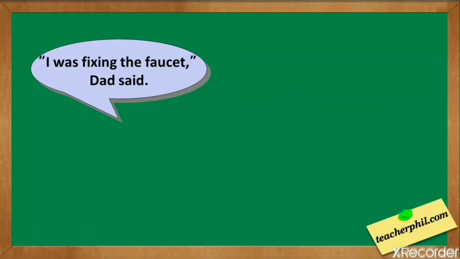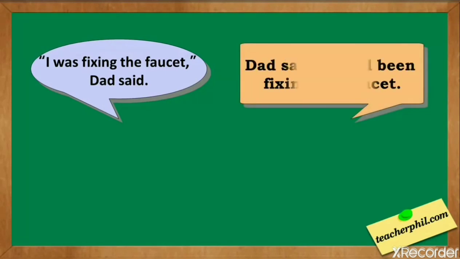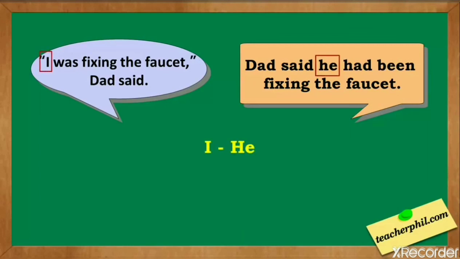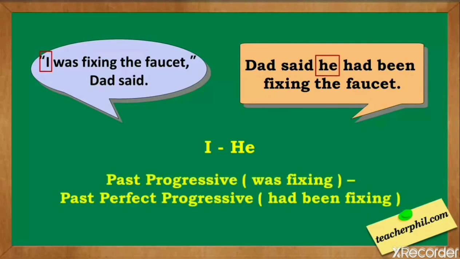The last one, I was fixing the faucet, Dad said. The indirect speech is, Dad said he had been fixing the faucet. The pronoun I was changed into he, while the verb in past progressive was fixing was changed into past perfect progressive had been fixing. Did you get them right?